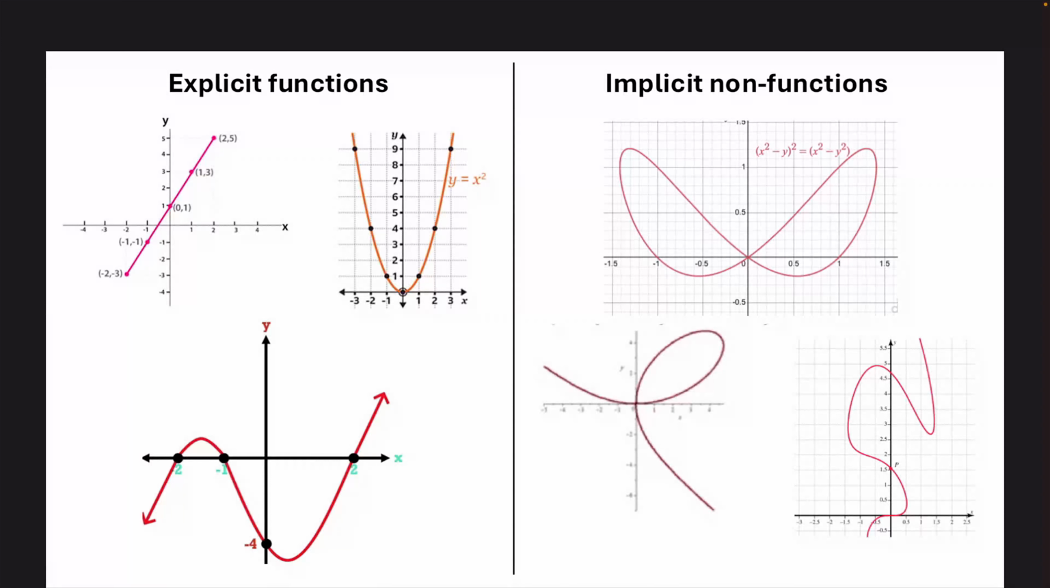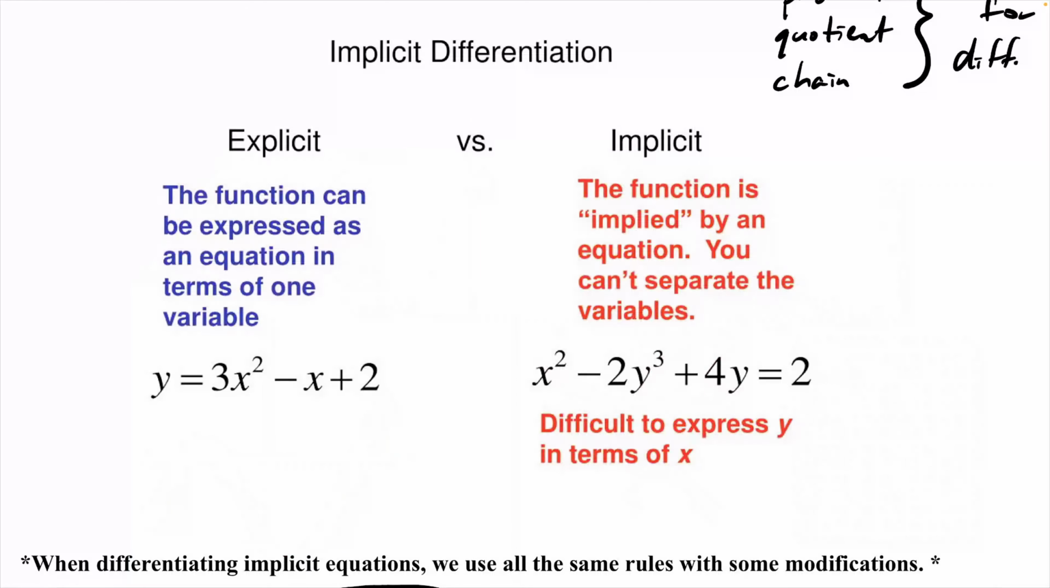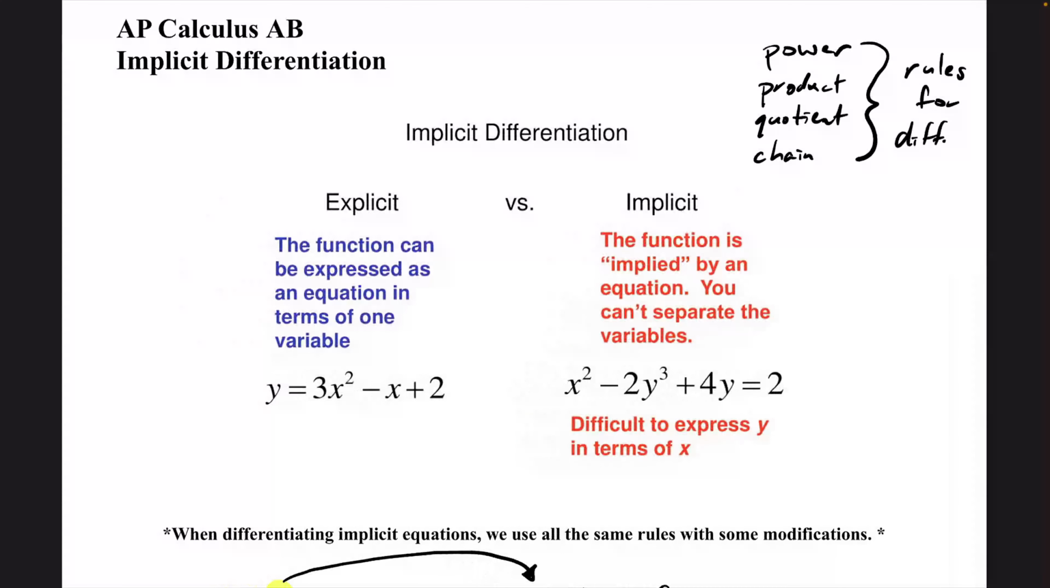If you're interested in what they look like, implicit looks like that, okay? So that's the difference between the two, okay? Like I said, you're never going to have to worry about what the graph looks like, but if you're just curious, that's why I didn't put it on the notes.